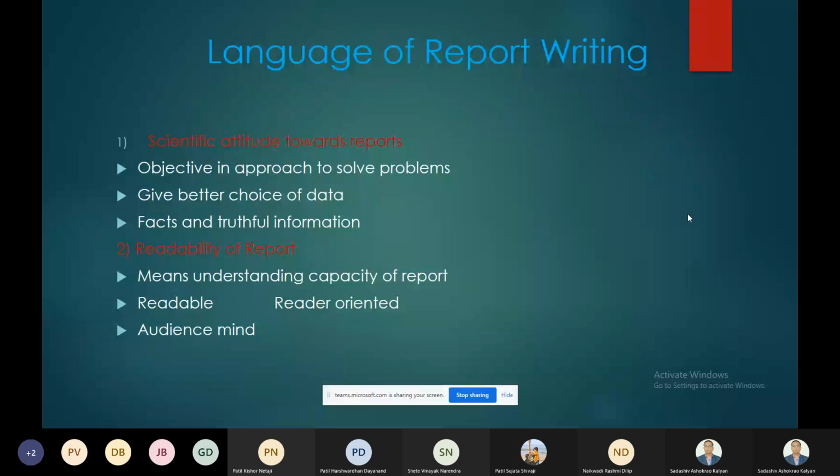Okay, so this was point number one. Then the second quality that we need to maintain while using the language of our report is what we can call readability.